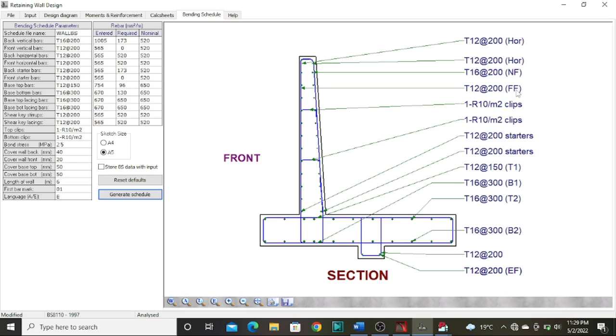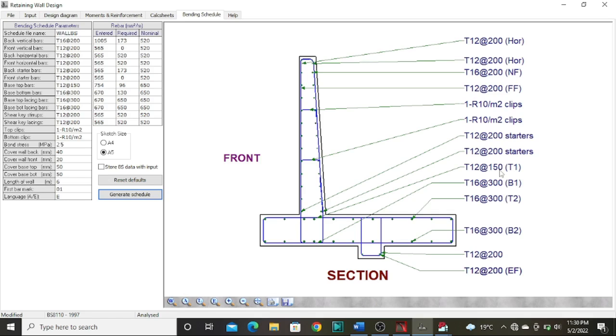These are the details. And on observation, HOR, if you do not know, HOR means horizontal bars. These are the bars that are running in the horizontal direction from observation. They are detailed in the right way. NF means the near face. These are bars at the near face. FF means the far face. And I think there is another one. EF means each face. And starters are also the bars that are going to be starters for your retaining wall that will lap the other bars.